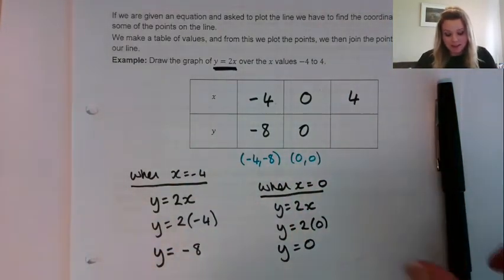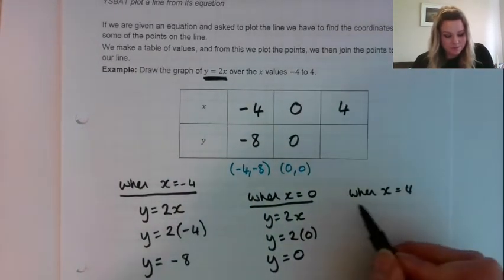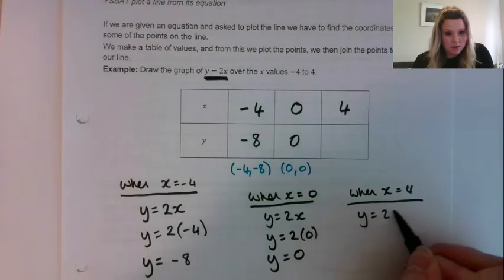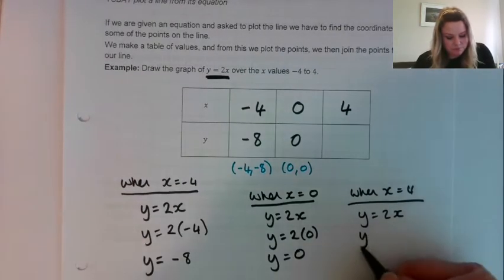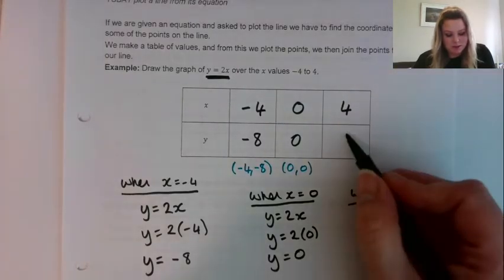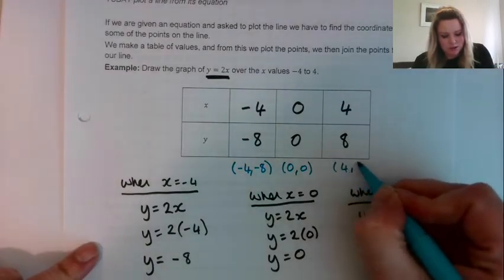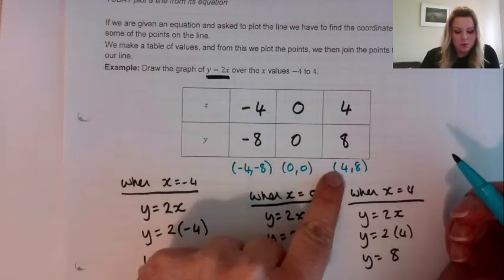Right, next, whenever x is 4, y equals 2x, replace the x with 4, so 2 times 4 gives me 8. So it goes up there. Okay, so my coordinates are 4, 8.